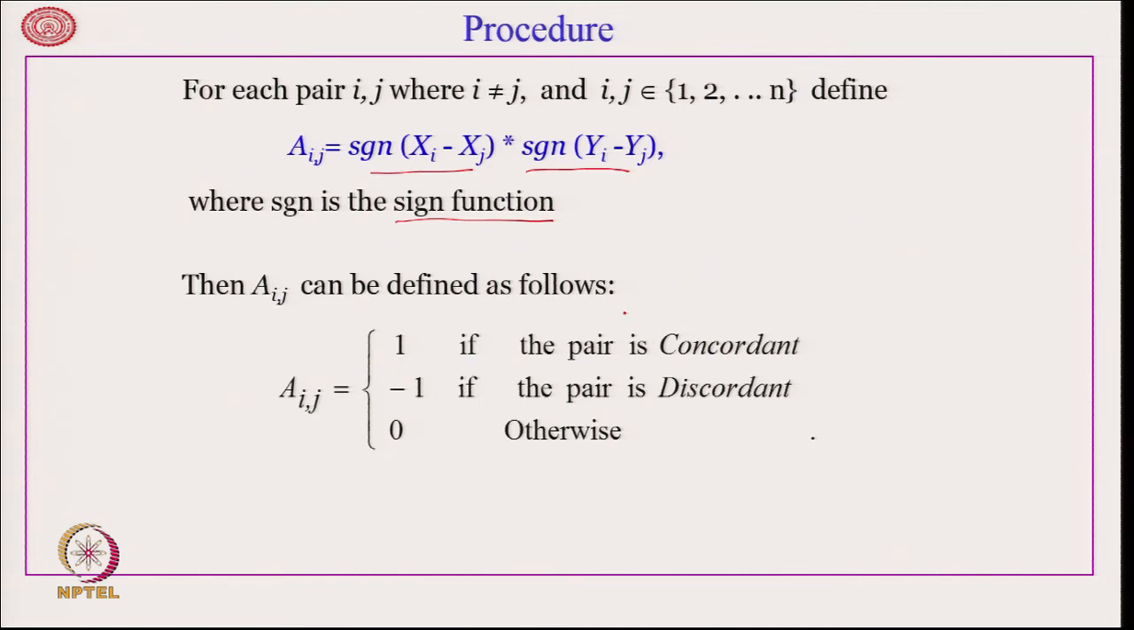Then A_ij can be defined as follows: it is 1 if the pair is concordant, it is minus 1 if the pair is discordant, and it is 0 otherwise. That means, when a pair is neither concordant nor discordant, there will be some equality. Although under the continuity assumption equalities should not happen, in reality, when we collect discrete data, there may be equalities. Therefore, we need to exclude those data points from further calculation.